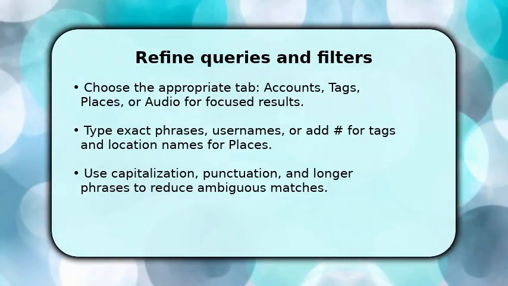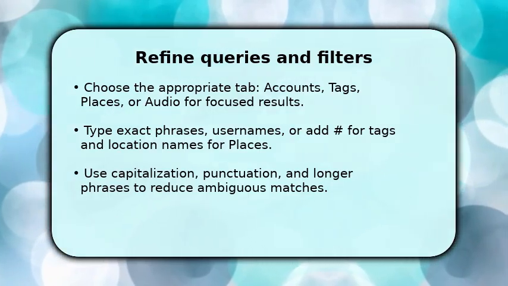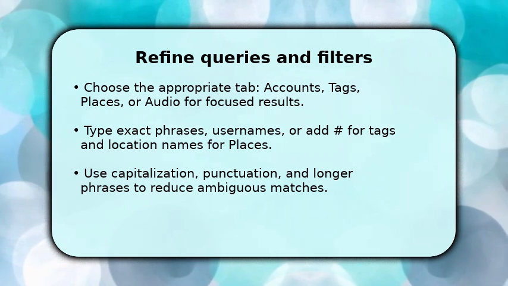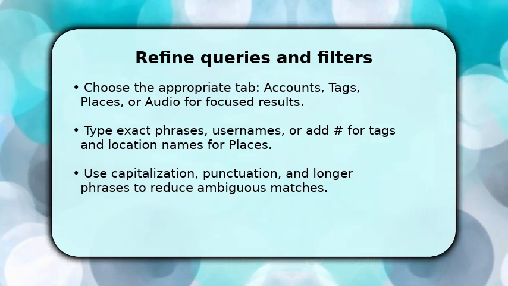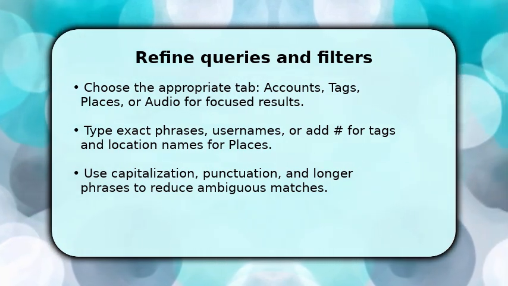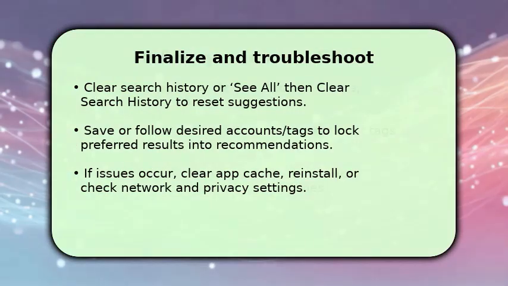As you scroll through results, tap the 3 dots or save icons to teach Instagram what you prefer. Those interactions shape future search suggestions. Finish by locking in your new search behavior.